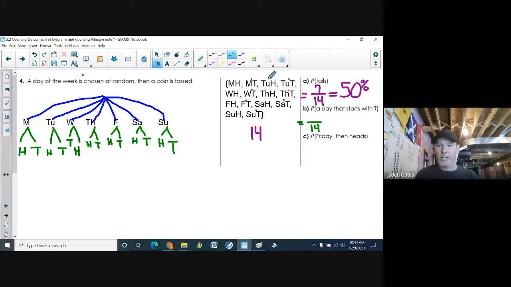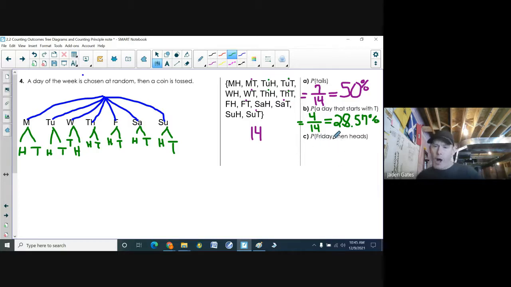So we've got, let's see here. And again, don't get your tails mixed up because I put TU for Tuesday and TH for Thursday. So I got 1, 2, let's see here, 3, 4 possibilities. That's it. So 4 out of 14. Again, convert that to a percentage. So 4 divided by 14 times 100%. We've got 28.57%.